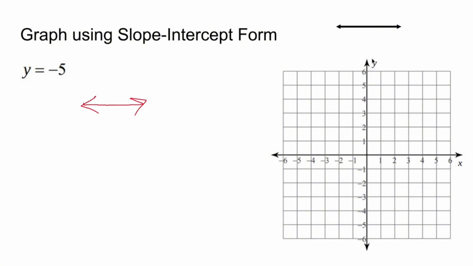It's very simple. Go to where y is -5 and put a dot there. And then you just draw your horizontal line through that -5 like this, and that's it. You're done. Okay, so if you're given y equals a number and you're being asked to graph, it's going to be a horizontal line that goes through that number on the y-axis. You're done.